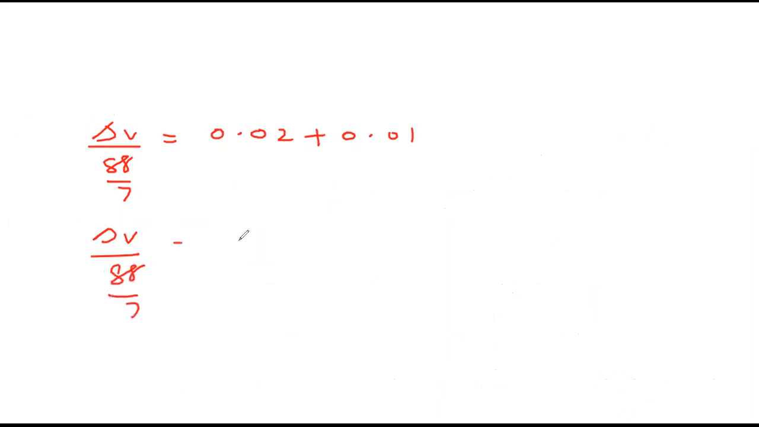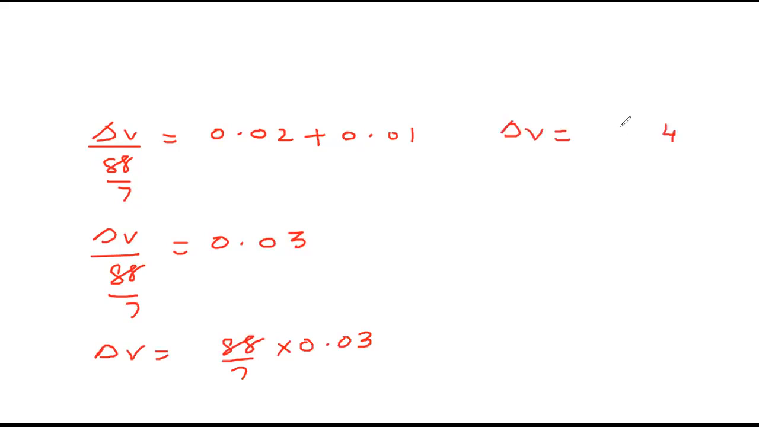Now delta V upon 88 by 7 equals to 0.02 plus, if you cancel that, it will be 0.01. So delta V upon 88 by 7 is 0.03. Delta V is 88 by 7 into 0.03. So delta V equals to 3 8s are 24, 24 and 2 26 after 2-digit decimal upon 7.